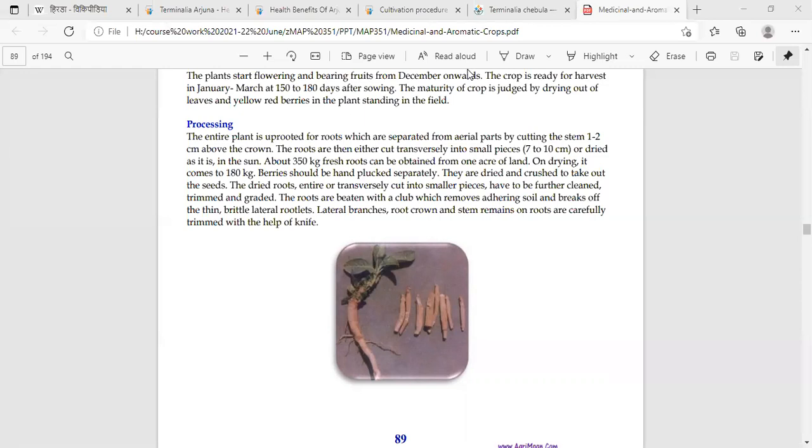About 350 kg of fresh roots can be obtained from 1 acre of land. On drying it comes to 180 kg. The berries should be hand plucked separately.